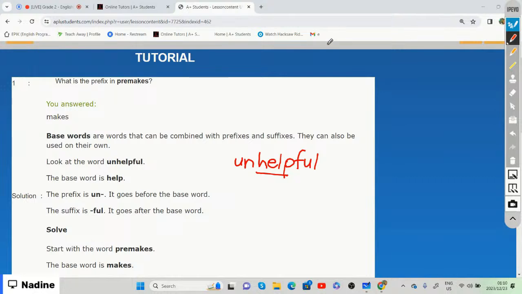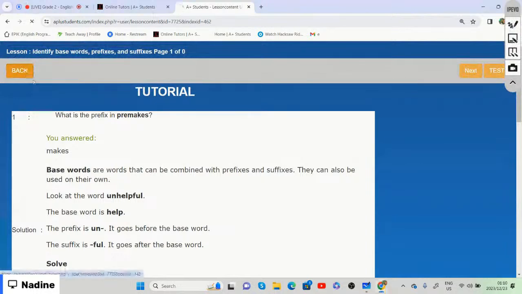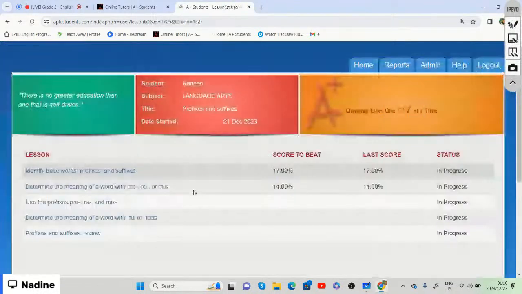All right. So our prefixes and suffixes is a continuation of the previous lesson that we did. So now we're going on to using the prefixes pre, re, and miss. So we're going to use the prefixes pre, re, and miss, right?